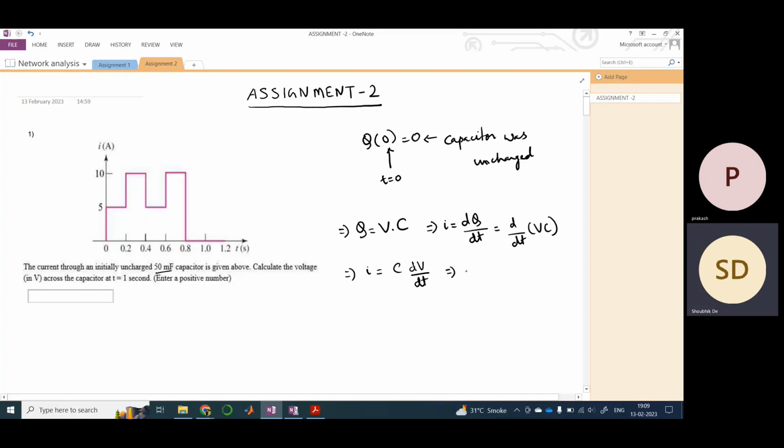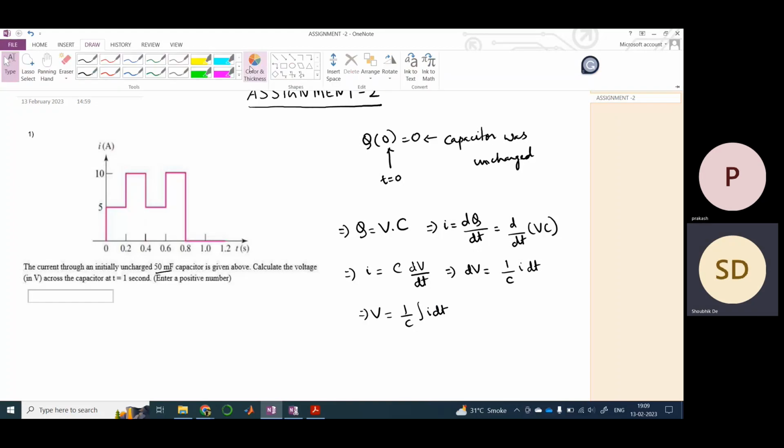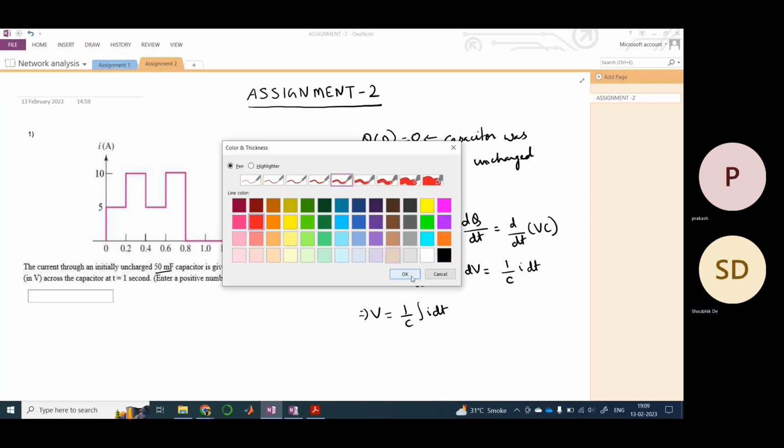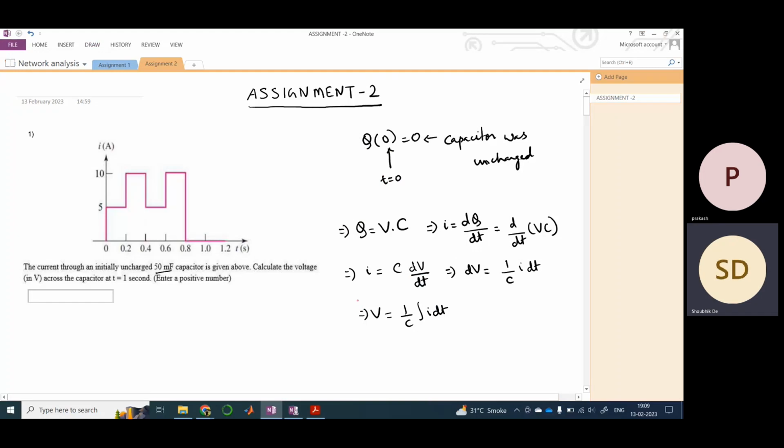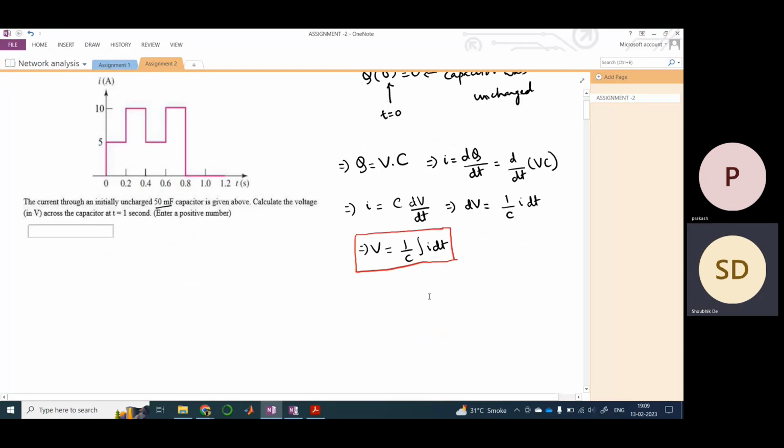Therefore, if we try to find out the voltage, it would be something like this: v equals 1 by C integral of I dt. If we try to find the voltage, we need to perform an integration of I over the entire time period. So this is my voltage to current expression for a capacitor. This is very important.